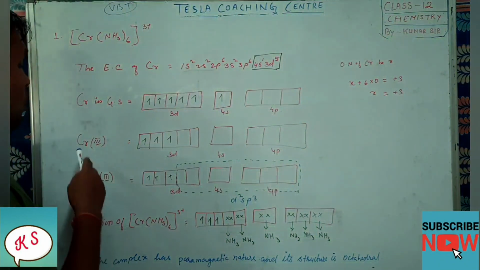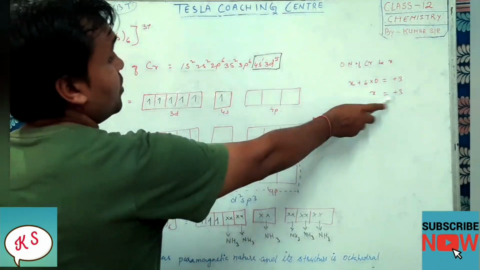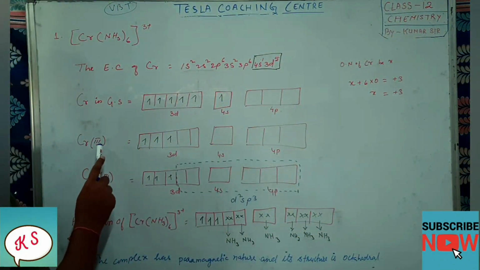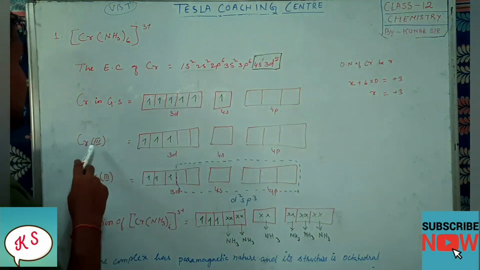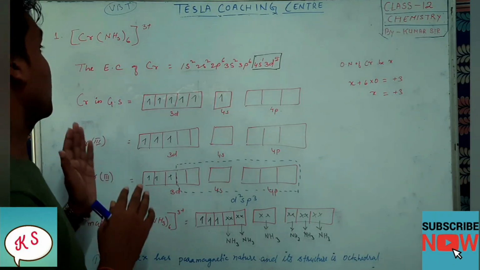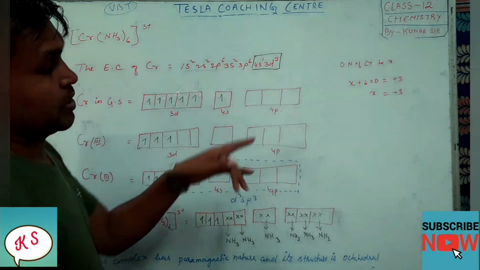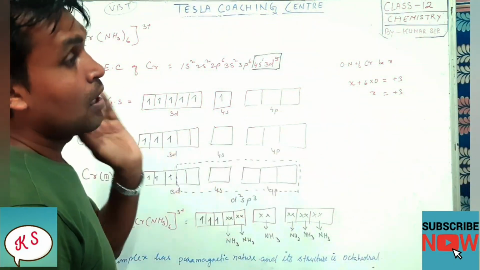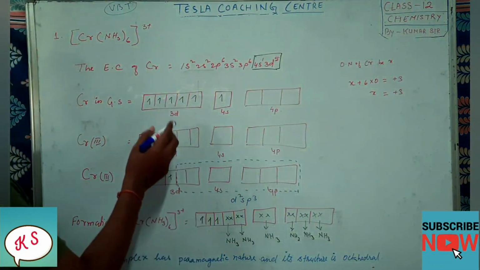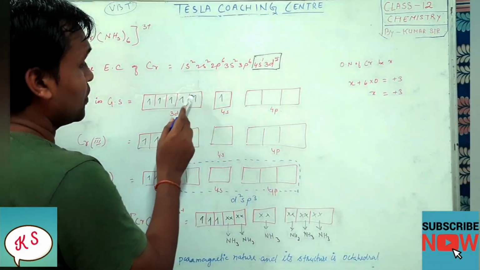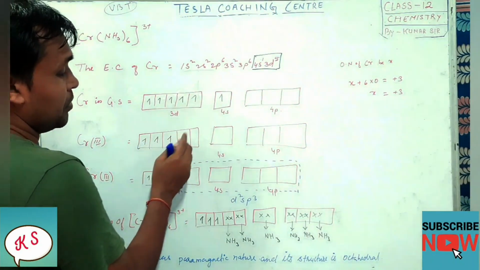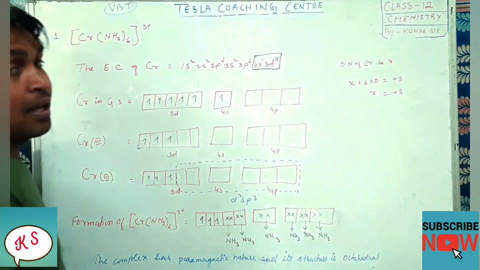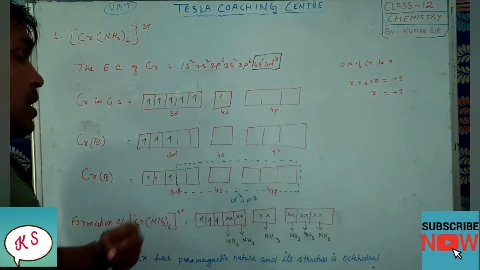In the next state, the oxidation number is 3, so we write Cr3+. This Roman 3 indicates the oxidation number. That means Cr3+ has lost 3 electrons. We get positive because it has lost 3 electrons. 1, 2, 3, okay, 3 electrons are lost. Now how many will be left? 1, 2, 3 will be left, and all these other orbitals will be vacant.